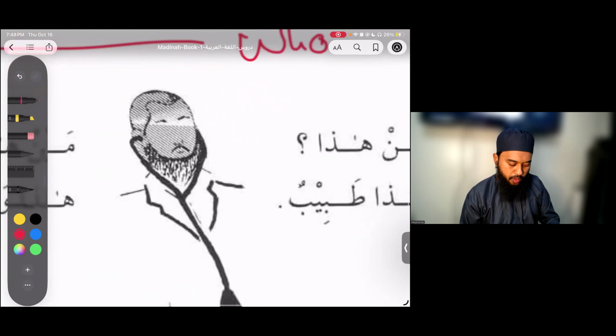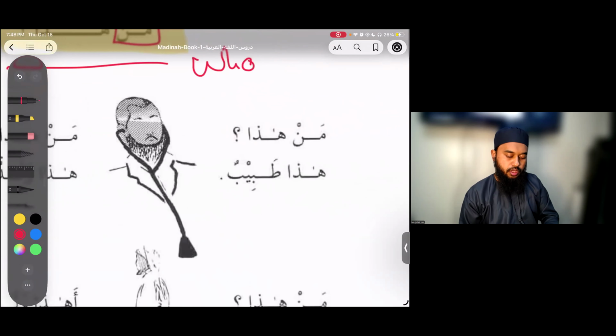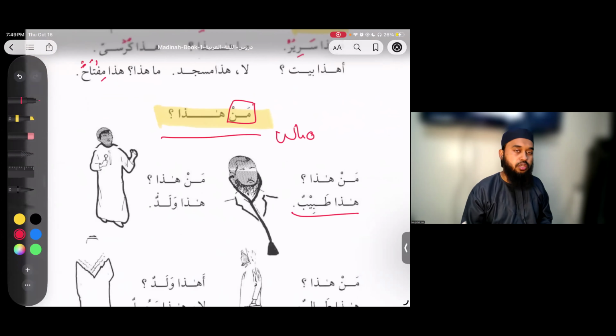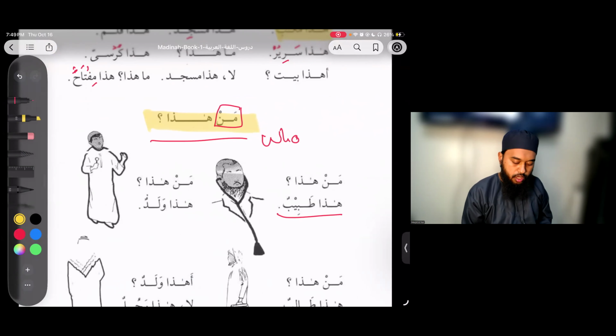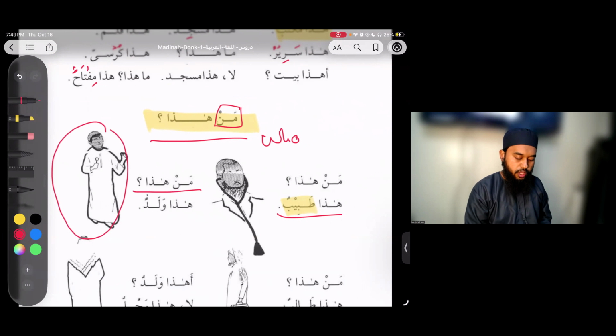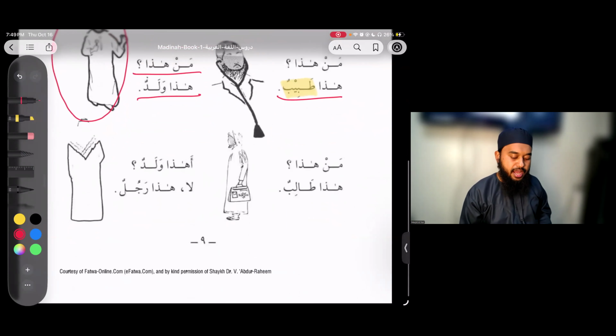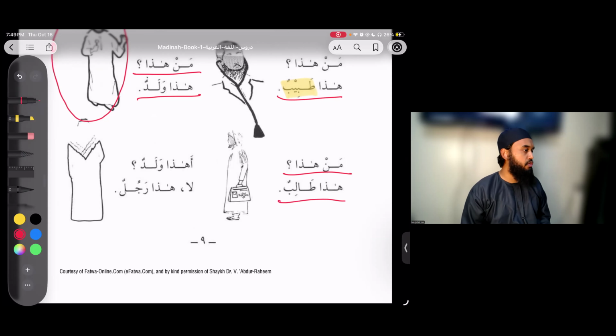And you can see an image of a person with a telescope. Hada tabibun. This is a doctor. Tabib, a doctor. These words are much newer, even for our class. I want you guys to memorize these words. Man hada, who is this? It looks like a young boy. Hada walad, a boy. Man hada, who is this? You see a guy with a bag, looks like a student of knowledge. What do you call that? Talib, a student.